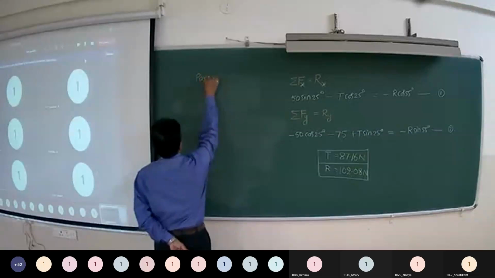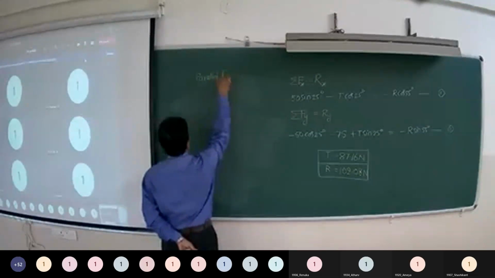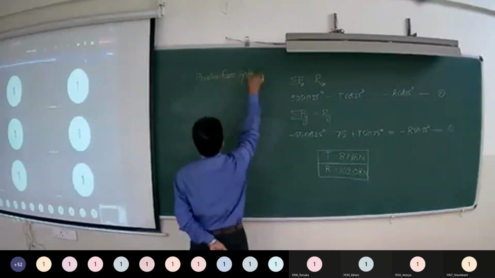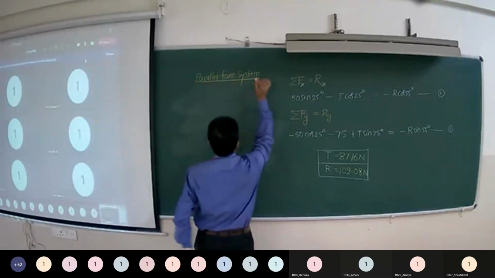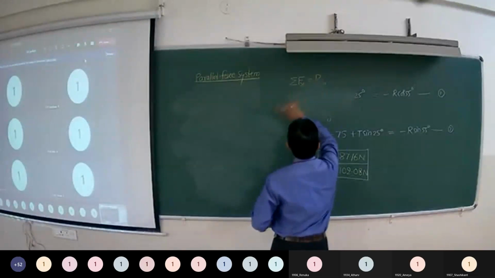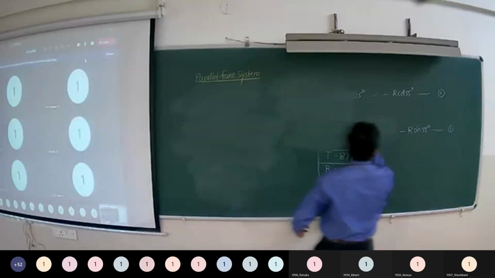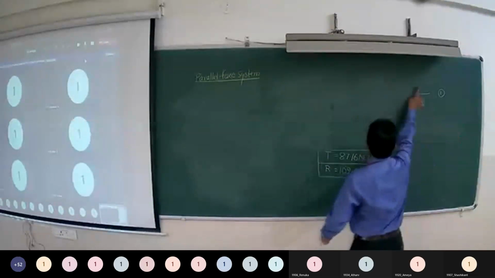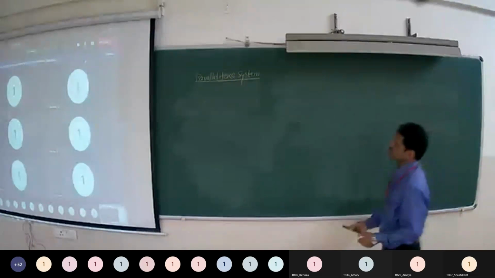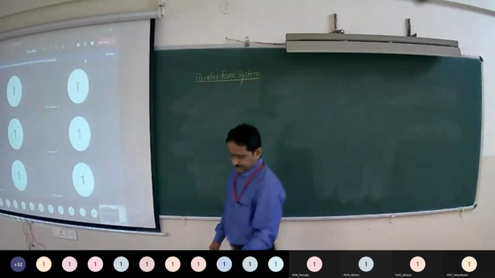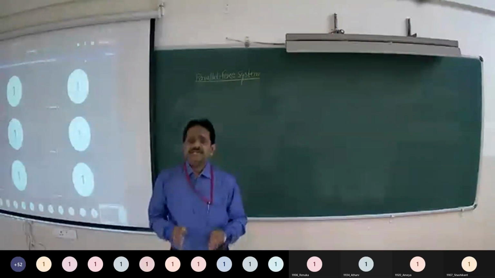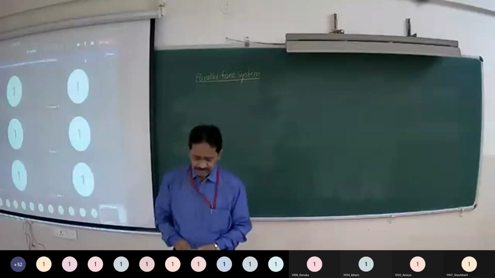Parallel force system. So till now we have solved examples on concurrent force system. Now how do you find out the resultant of parallel force system? Parallel force system means all the forces are acting in the same direction.